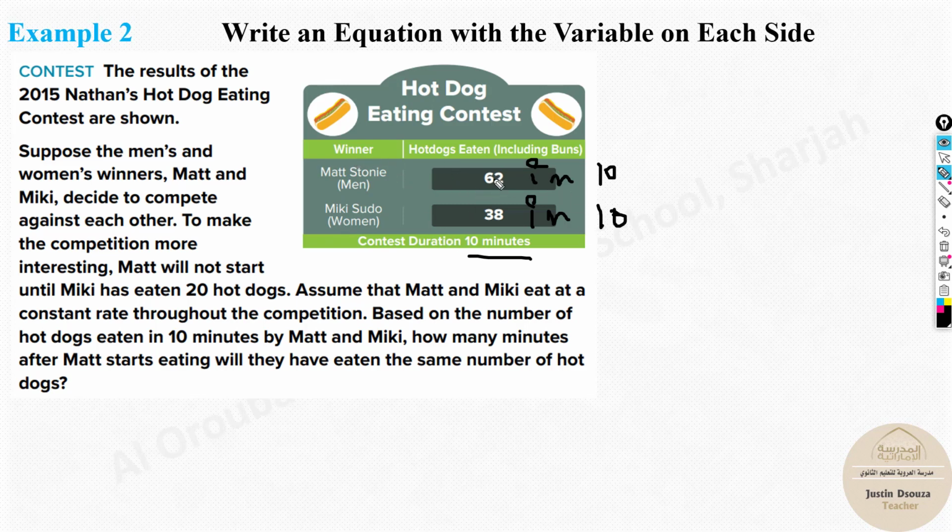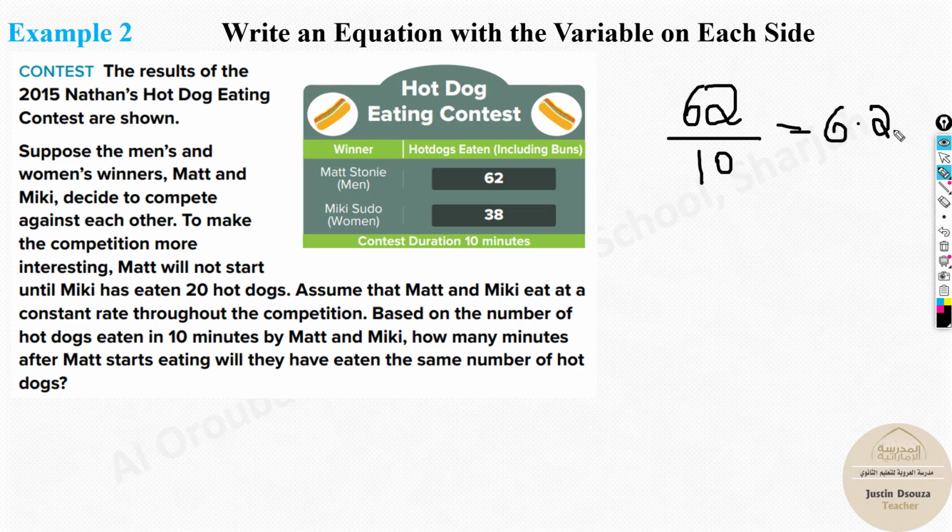So first of all, we have everything in 10 minutes. How about we make everything per minute? So what you do is, 62 he has eaten in 10 minutes. How much did he eat per minute? Just divide by 10. He eats at a rate of 6.2 per minute. How much did Mickey eat? It'll be 3.8, that is 38 by 10. So this is the rate.